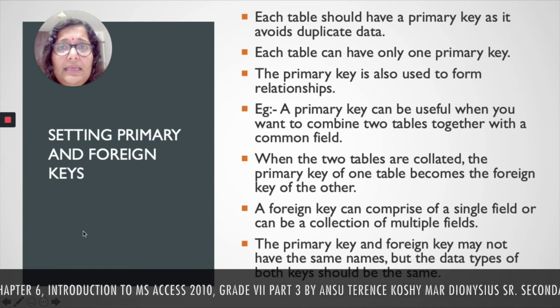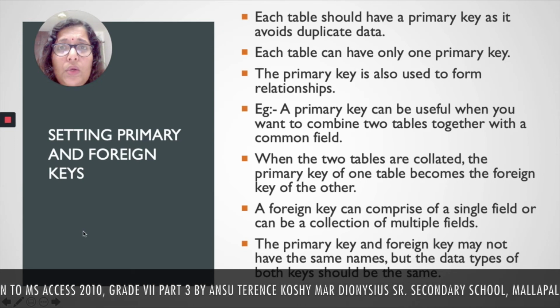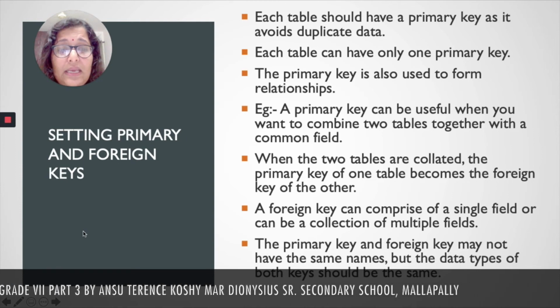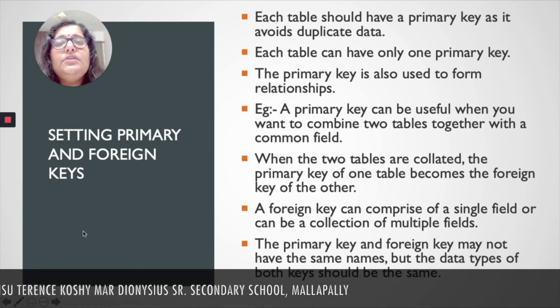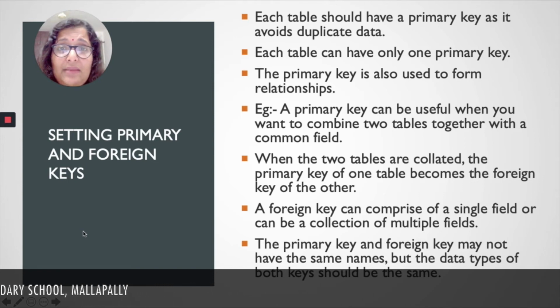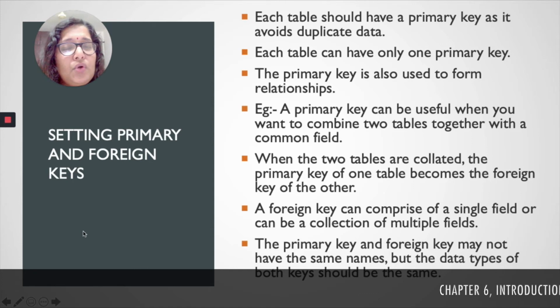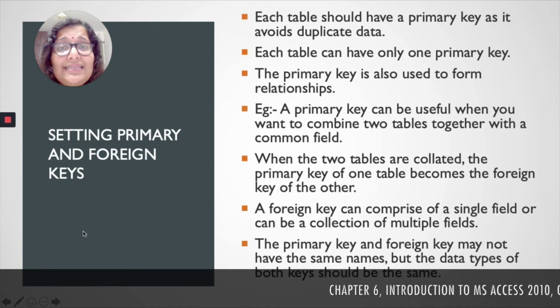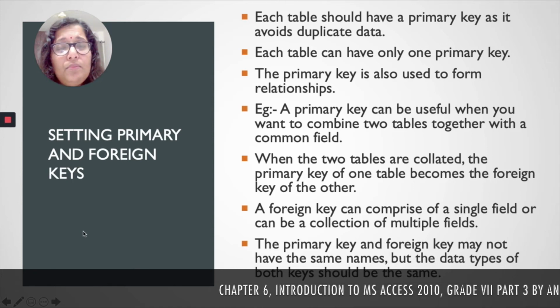The primary key and foreign key may not have the same names, but the data types of both keys should be the same. If it is numbers, it should be joined to numbers only. If it is text, it should be joined to text only. The data type should be the same in both cases.